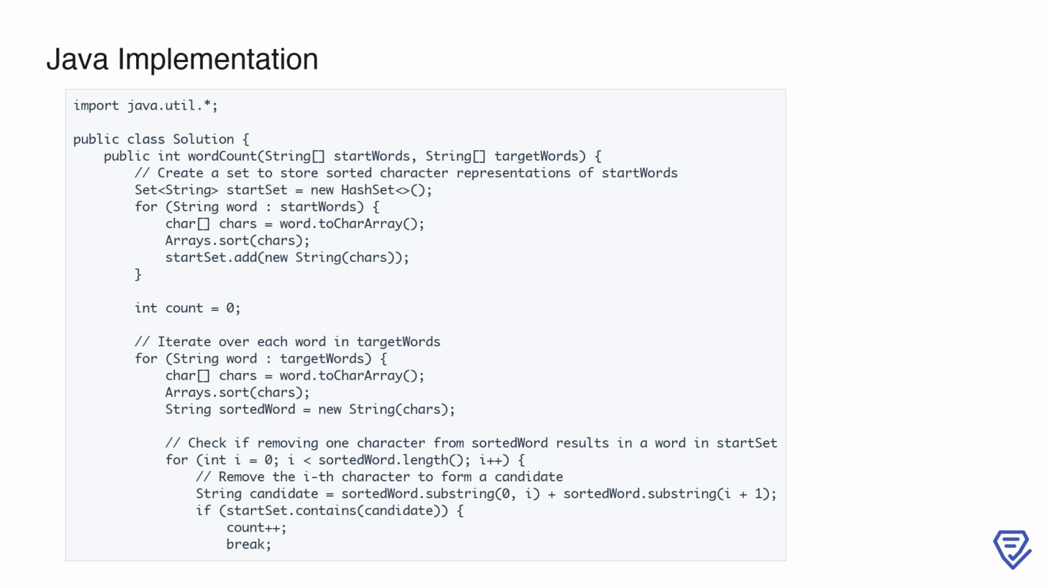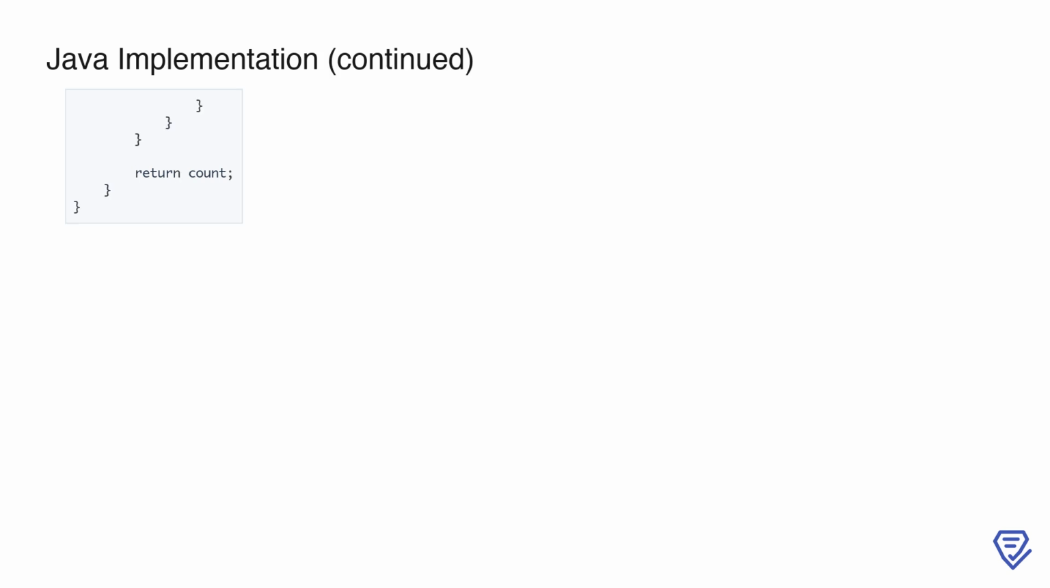For each word, we again convert it into a character array, sort the characters, and create a string representation called sortedWord. This step ensures that the word is in the same standardized form as the words in startSet, enabling an apples-to-apples comparison. We are now ready to check if removing one character from sortedWord can result in a word that exists in startSet. To perform this check, we use an inner loop that iterates through each character in sortedWord.